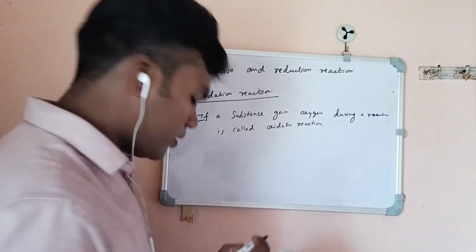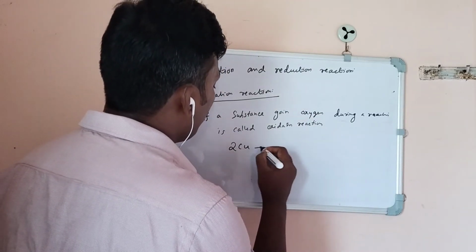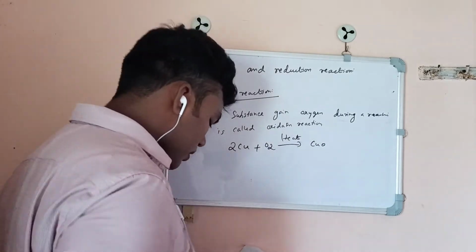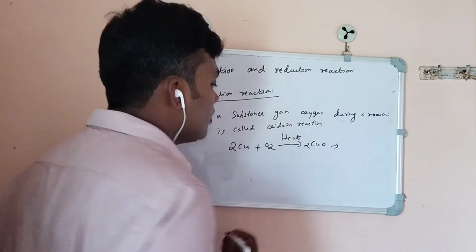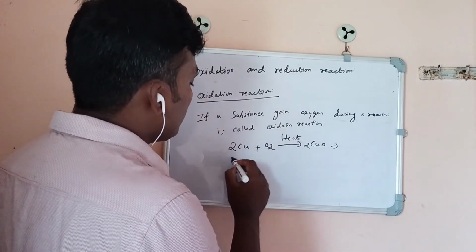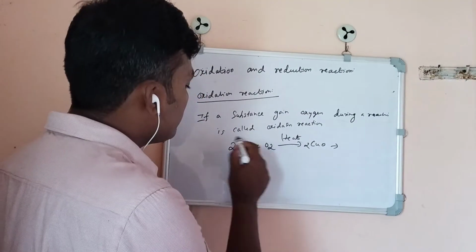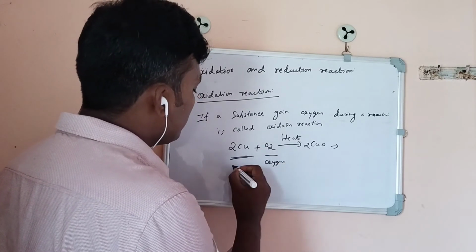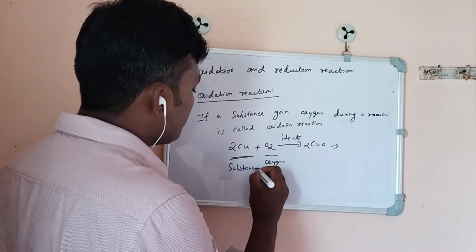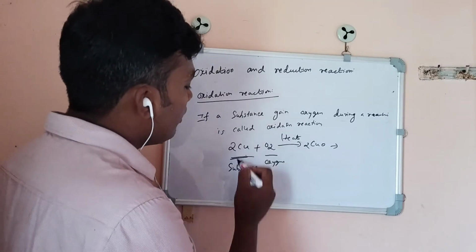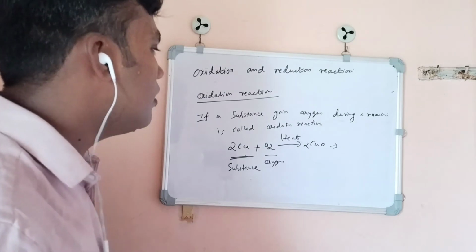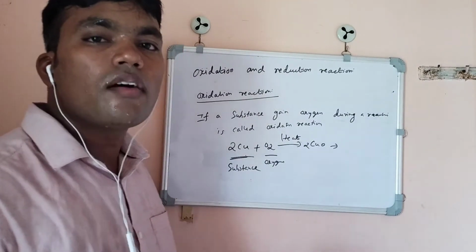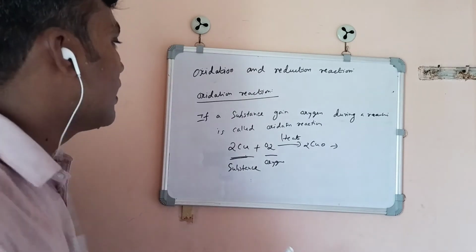Now with an example I will tell you. 2 moles of copper plus O2 with heat. What happened? Copper oxide is formed. In this case, this copper powder is the substance, and it gains oxygen. If a substance gains oxygen during the reaction, it is called oxidation reaction. Have you all understood what is meant by oxidation reaction? I hope you all understand.